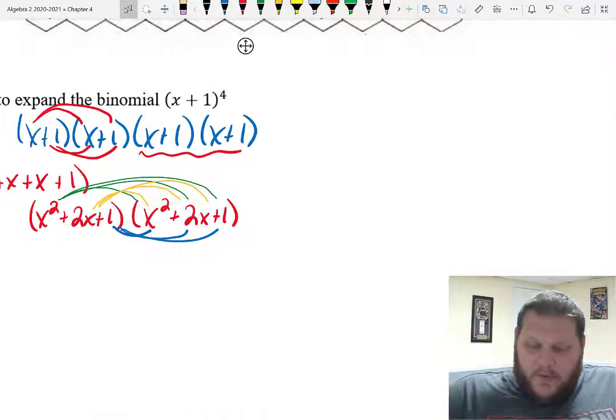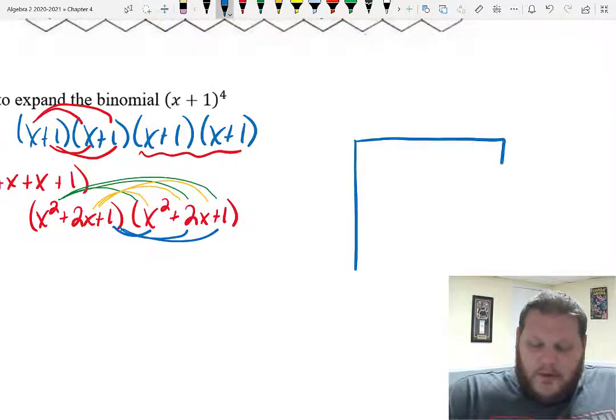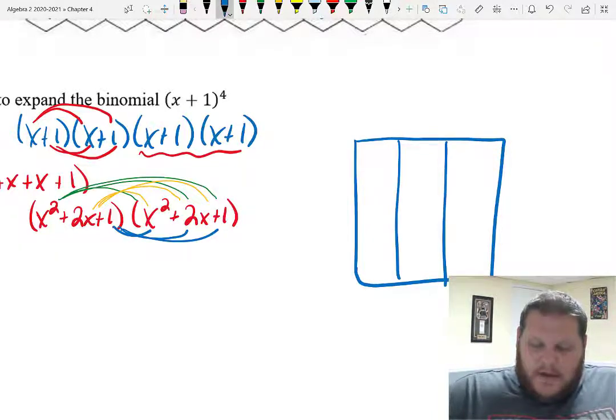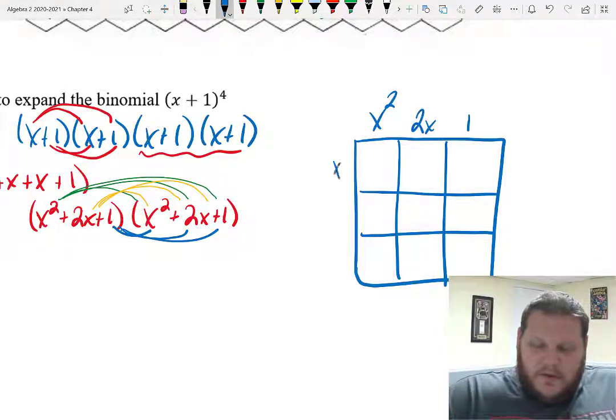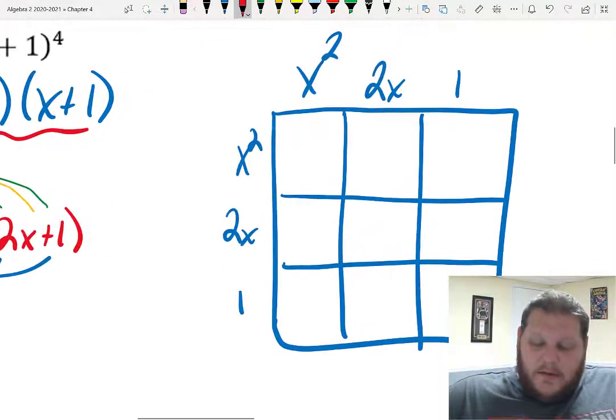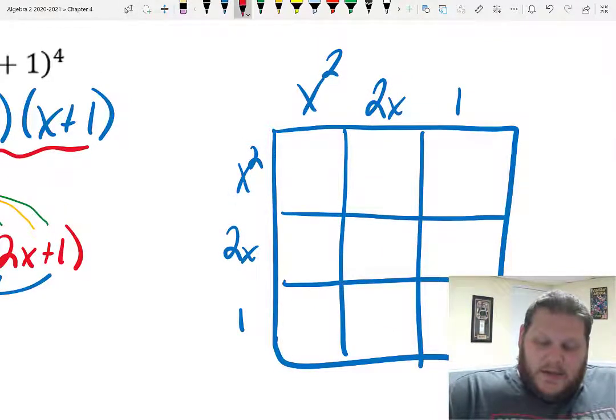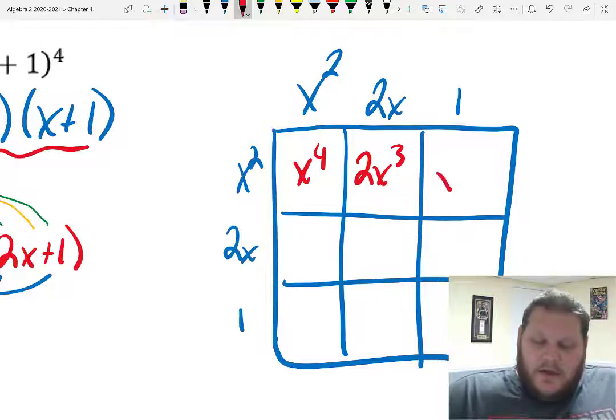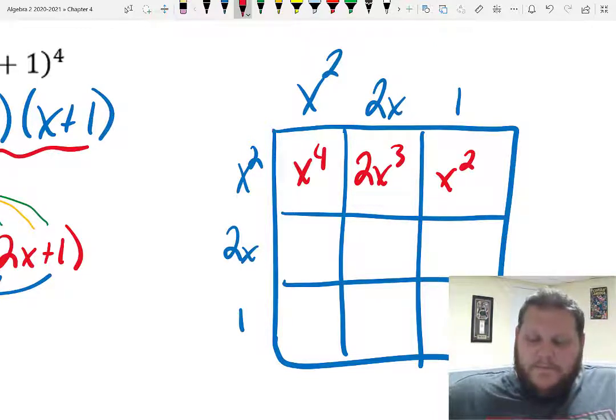Couldn't remember what that word was. So here I've got a 3 times a 3 term thing. So I've got a 3 by 3 box, x squared plus 2x plus 1, x squared plus 2x plus 1. And then when I multiply going in my box, x squared times x squared is x to the 4th. 2x times x squared is 2x cubed. And then x squared times 1 is just x squared.